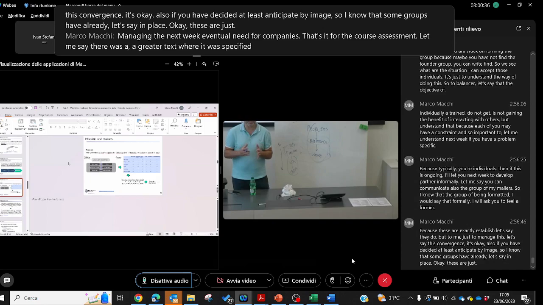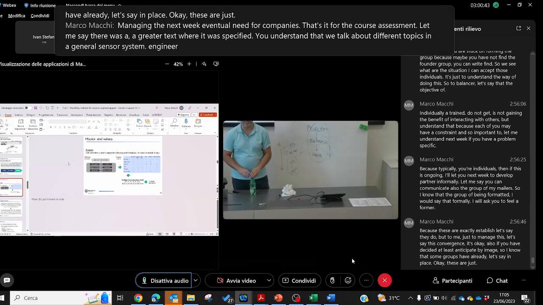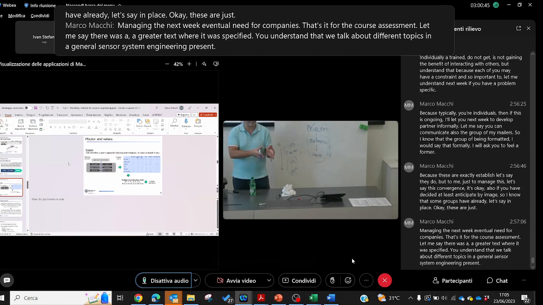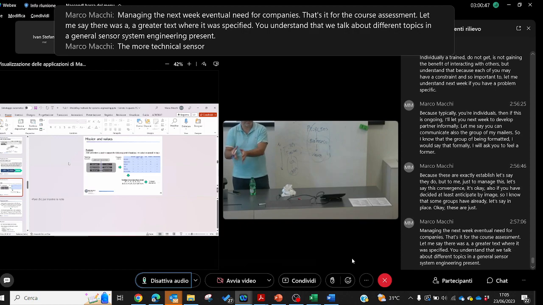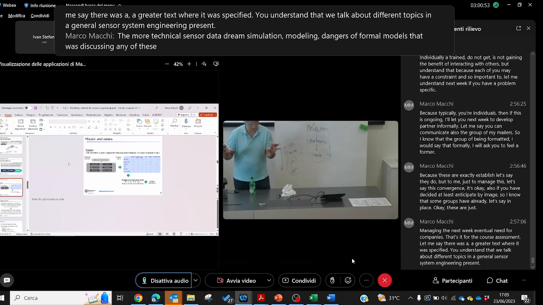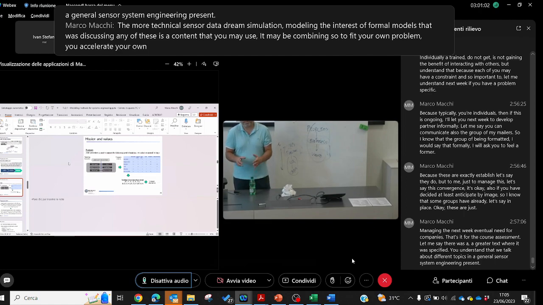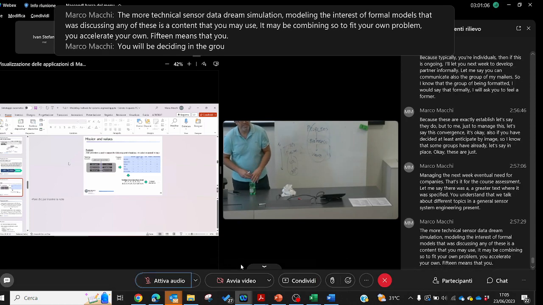For the course assessment, there was a written text where it is specified. You understand that we talk about different topics in a general sense, system engineering, design science research, and in a more technical sense, data-driven simulation, modeling, in terms of formal models I was discussing. Any of this is content that you may use, maybe combining, to fit your own problem. Fitting means that you will be deciding in the group.